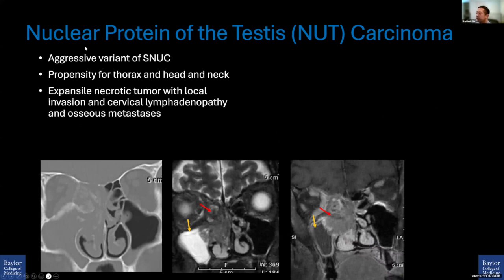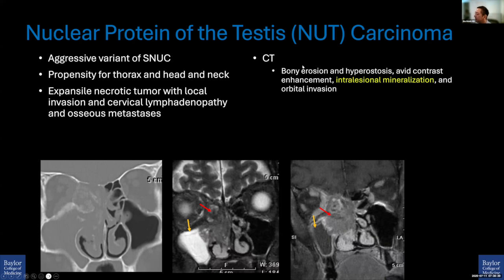One of the newer entities is NUT (nuclear protein of the testis) carcinoma, an aggressive variant of SNUC. I think SNUC used to be kind of a wastebasket diagnosis, and we're going to see that less with molecular testing, which lets us put them into these different subtypes. It has a propensity for the thorax and head and neck. It presents as an expansile necrotic tumor with local invasion, cervical lymphadenopathy, and osseous metastases. On CT, it can have bony erosion and hyperostosis, avid contrast enhancement, intralesional mineralization, and orbit invasion.